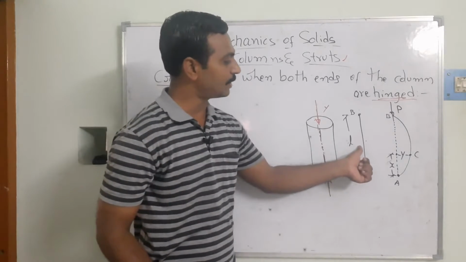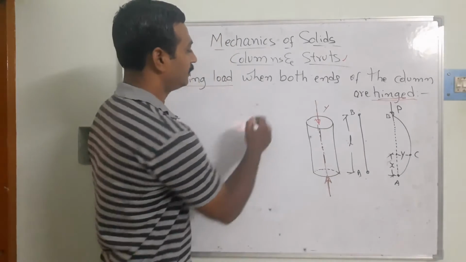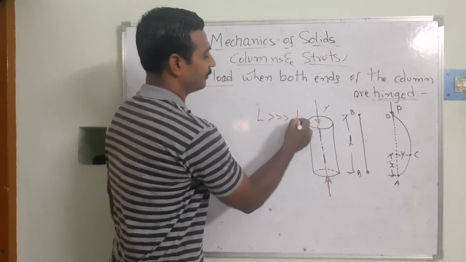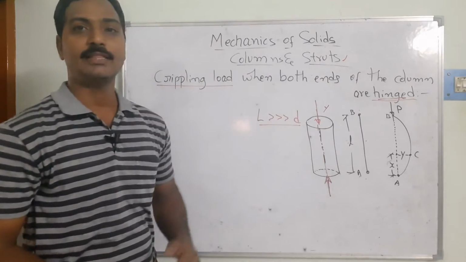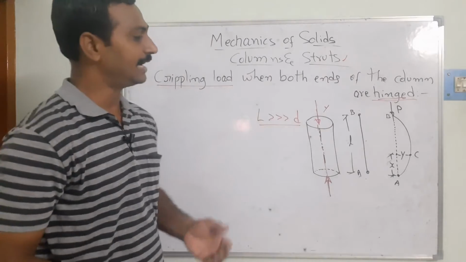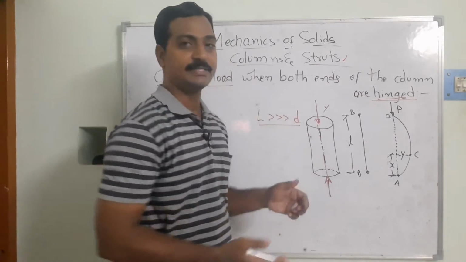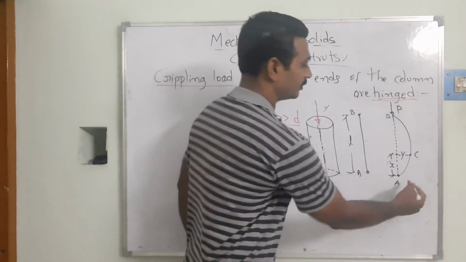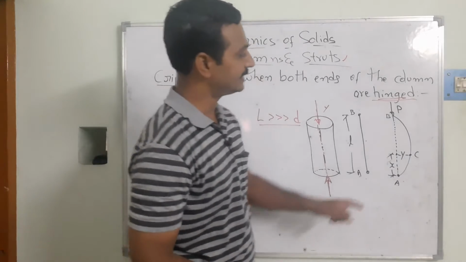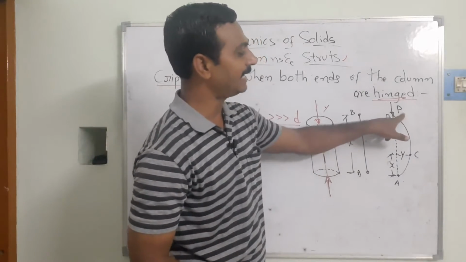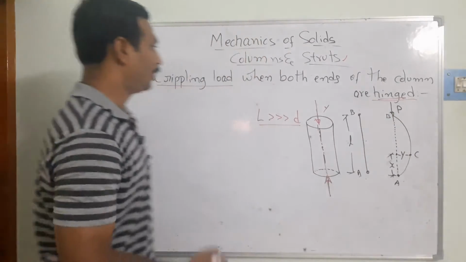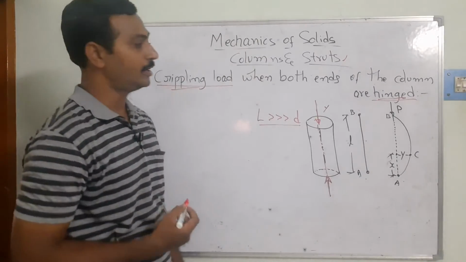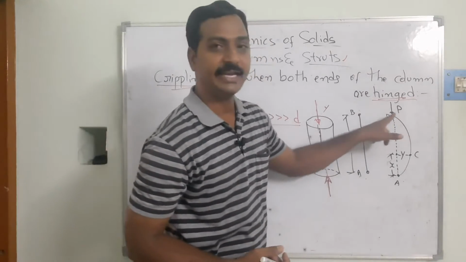So what will happen in this case? Because the length is greater than the diameter, right? The length is more than the diameter, so rather than being compressed, that means contracting, it is going to start buckling in this way. There we can see the load acting which is bending the object. We call that the crippling load. Then the load is acting at the point B.